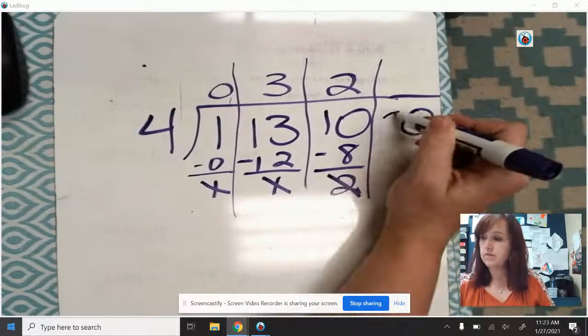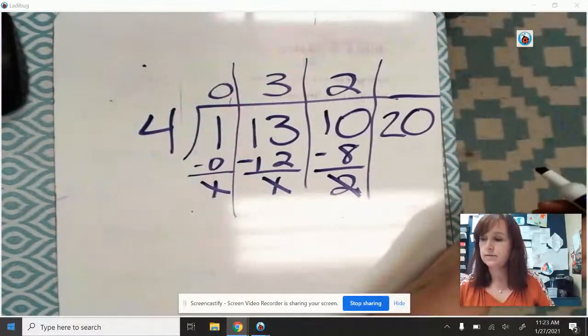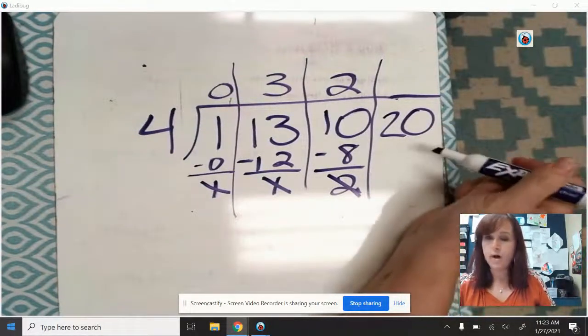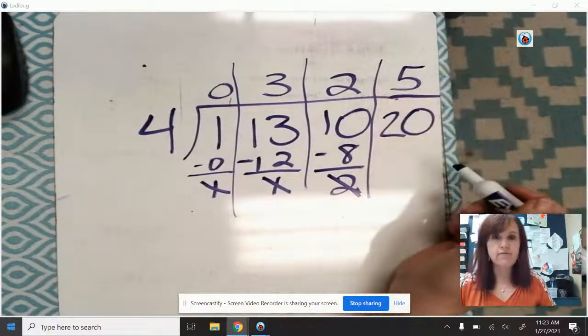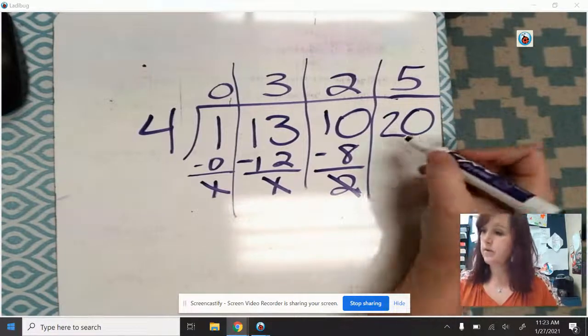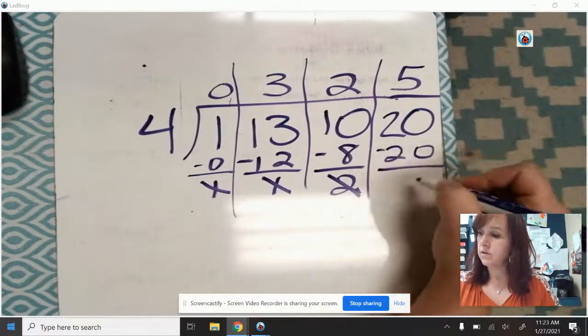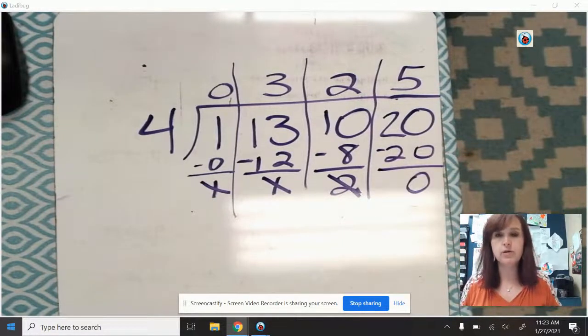Let's shift this over, trade it in for 21 ones. And if I have 21 ones, 4 people, they each can get 5 $1 bills. And I'll have used all of my money up. So my quotient is 325.